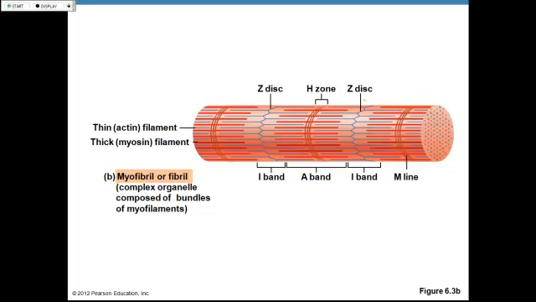On our PowerPoint outline, it says it's anchored to the Z disc like it's a separate entity. It creates the Z disc. Where the thin filaments connect to one another, it creates that Z disc. That one's created.